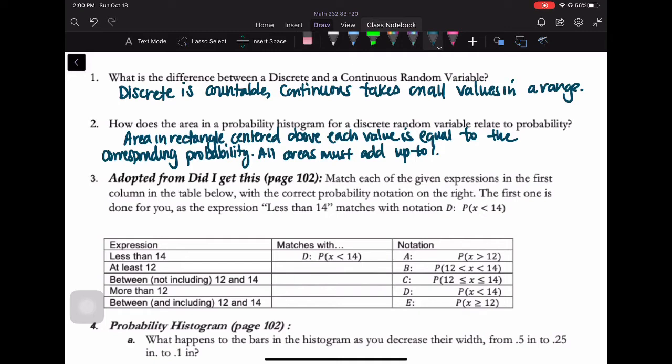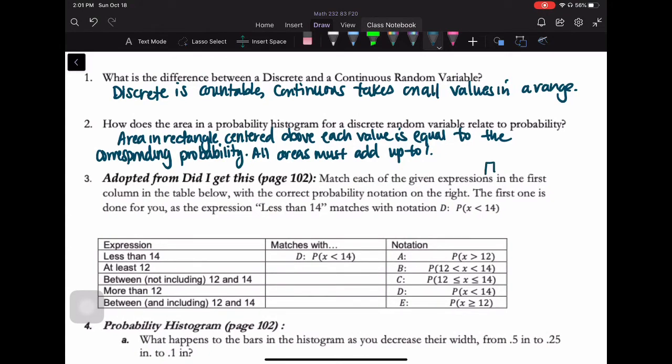The area in a probability histogram relates to the actual probabilities. The area in each rectangle centered above each value is equal to its corresponding probability. All areas must add up to 1. So if I have some distributions here with each of these areas and values, the probability that corresponds to each rectangle is equal to its own probability, and then the sum should add to one whole.